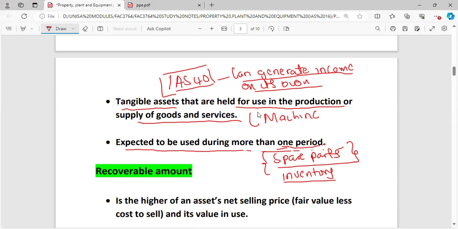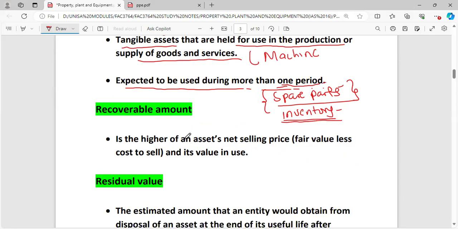So PPE can only be used over more than one financial period, which means it's going to be 1 year and above. Once it is used within a year, it becomes inventory. So which means it's going to be part of the inventory.